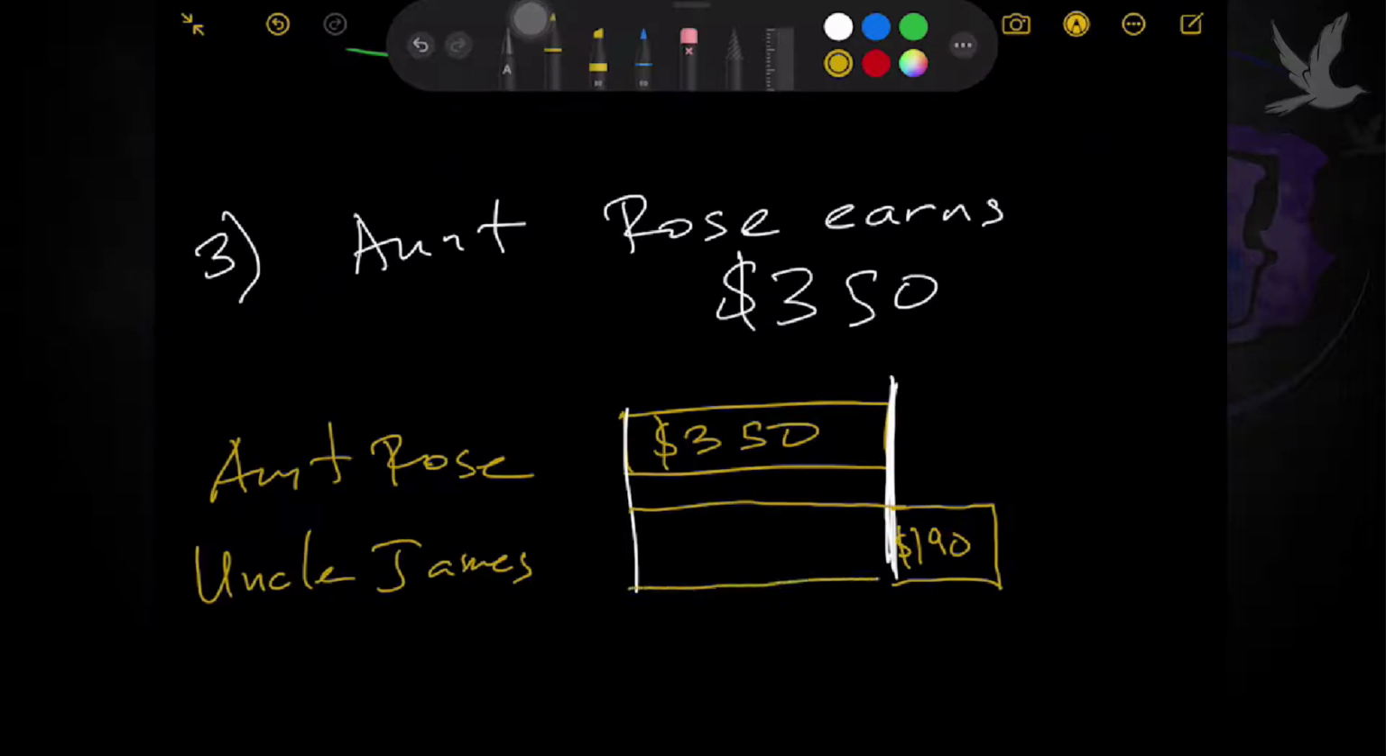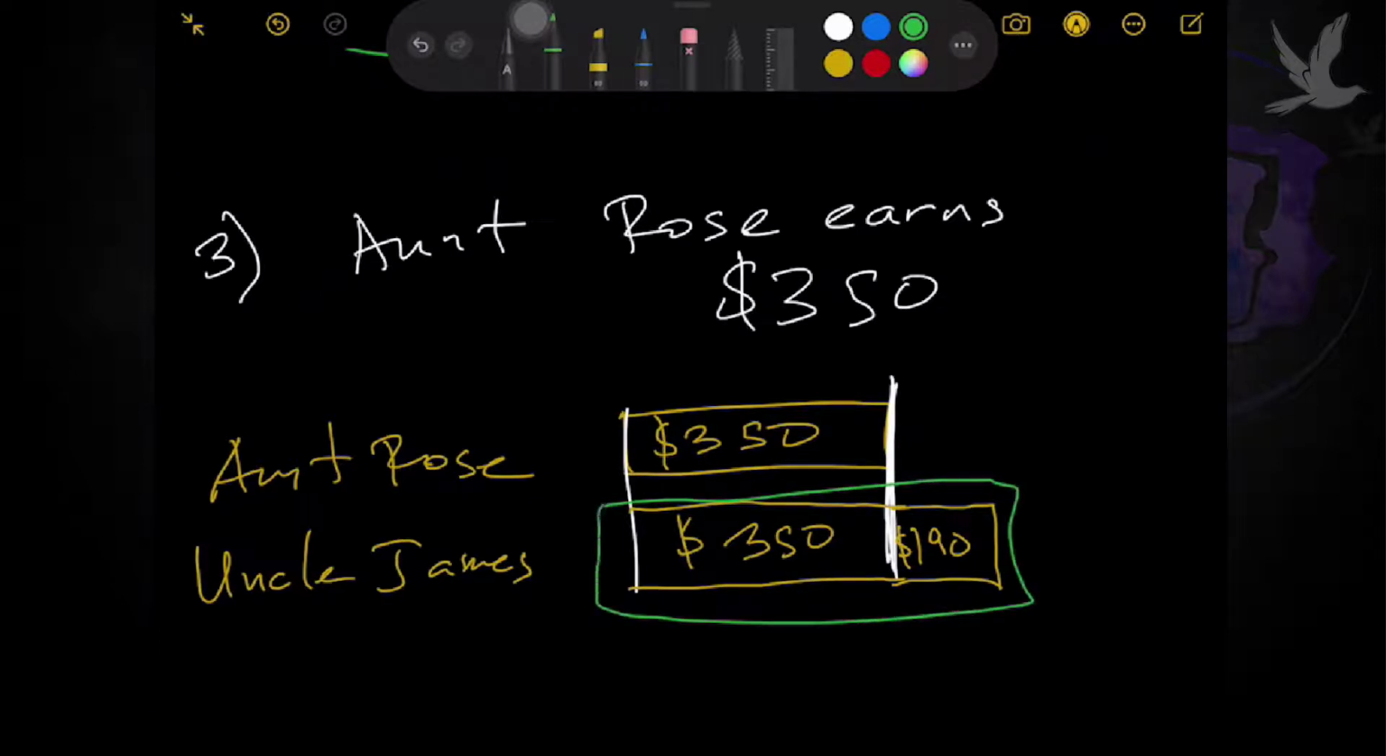Which means at this point, they earn the same. Okay? Yung sa white line lang. So which represents $350 as well. Okay? Ito yung total earning. This is how much Uncle James earns in total. Okay? Kasi nga at some point, this is how much he earns more compared to Aunt Rose.